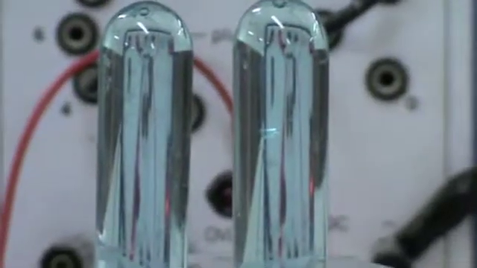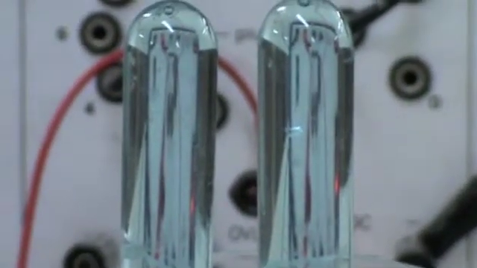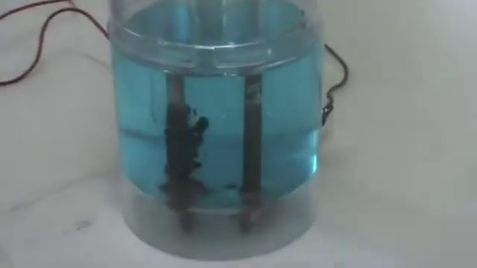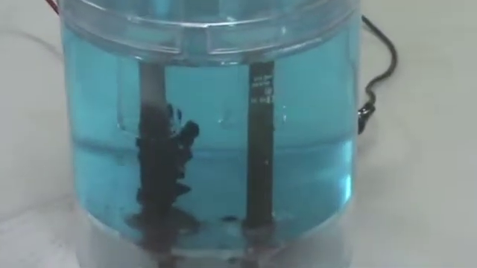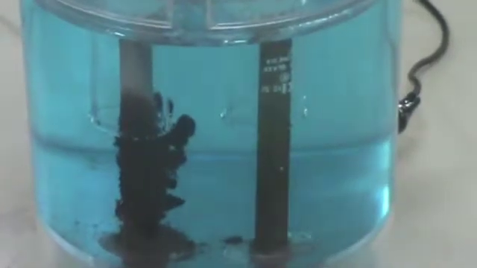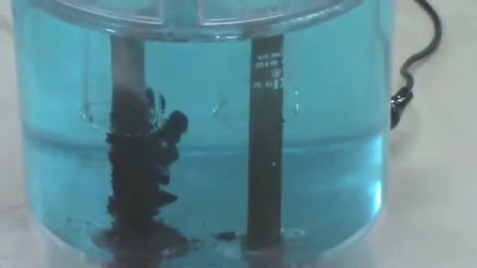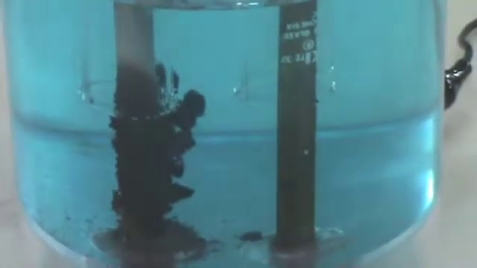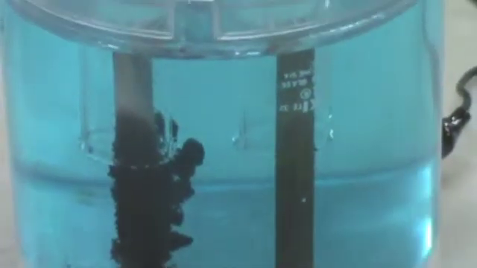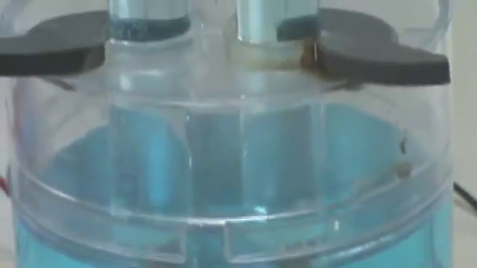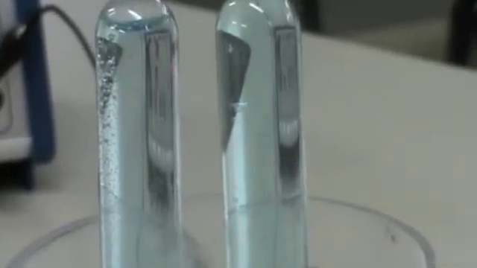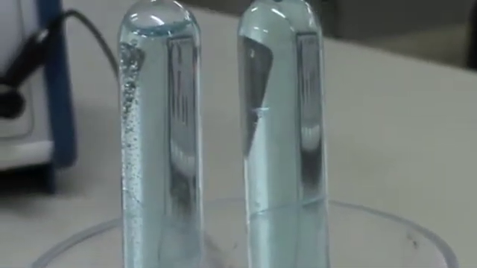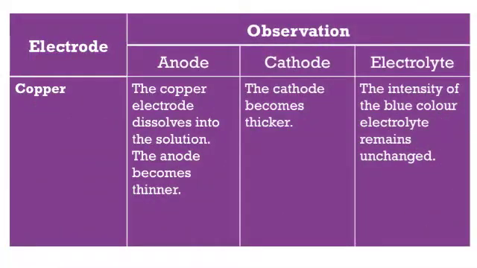The sulfate ions and hydroxide ions move to the anode. However, these ions are not discharged. Instead, the copper electrode dissolves to form copper(II) ions. The intensity of the blue color of the electrolyte remains unchanged. This is because the concentration of the blue copper(II) ions remains unchanged. For one copper(II) ion discharged to form a copper atom at the cathode, one copper atom from the anode will dissolve to form a copper(II) ion. These are the observations made.